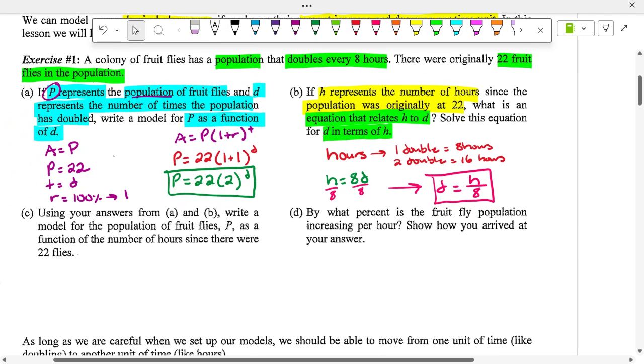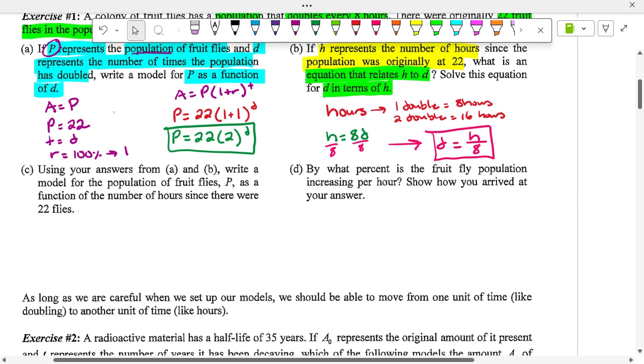Now, why is this important? Well, sometimes it may ask us, okay, how many fruit flies are there after 12 hours? Does 12 go into 8, or does 8 go into 12, I mean? No, it doesn't go in nicely. But we can still figure it out using what we just came up with.